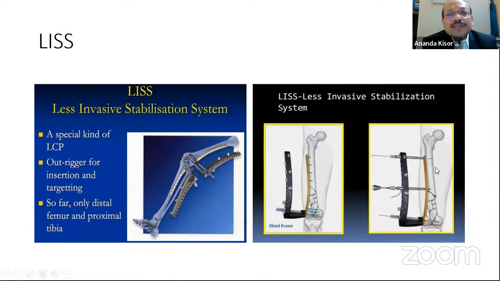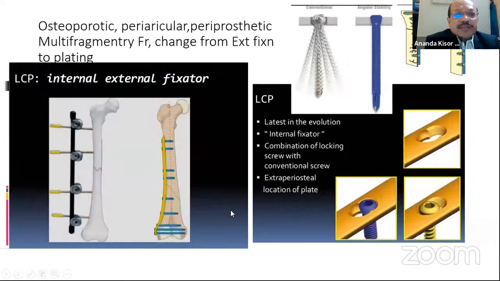But there are several problems of the LISS system, because it requires technical expertise. At the same time, if you require insertion of an interfragmentary screw through the plate, it cannot be done. Again, the plate cannot produce compression between the fracture fragments. That is the main disadvantage of this LISS, and to overcome this LISS problem, the LCP has come.